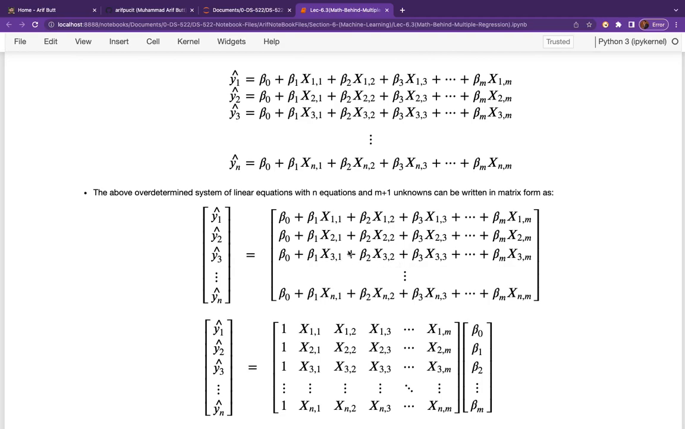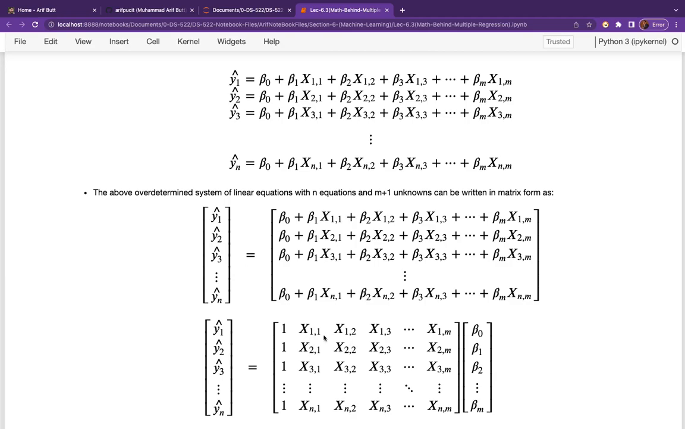Well, this right matrix can also be written as a product of two matrices as shown over here. You can note that by multiplying this first row with this column, we get this. This 1 is multiplied with beta naught, this x11 is multiplied with beta 1, x12 is multiplied with beta 2, and we sum them up and we get this first expression over here. I hope this makes sense.